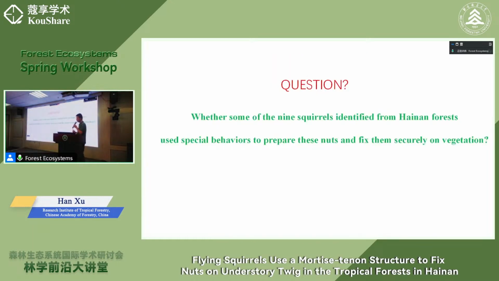So for these special nut farmers, we have one question. Because we know that there are 9 squirrels on Hainan Island, we want to ask whether some of the 9 squirrels identified from Hainan, the tropical forest, use special behaviors to prepare these special nuts and fix them securely on the vegetation.